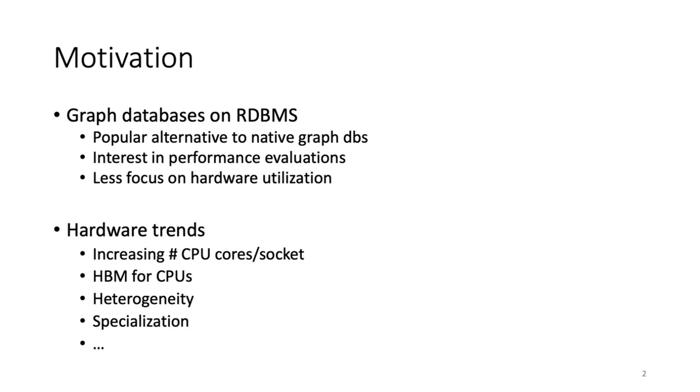Looking at the hardware landscape, the hardware has been evolving. Here are some of the trends. For the CPUs, the per socket core count has been going up. For example, today you can get AMD's Bergamo with 80 cores. And going ahead, I believe Intel Sierra Forest will have up to 144 cores. Some CPUs are also getting high bandwidth memories. For example, the Max CPU has high bandwidth memory. Cores are also becoming heterogeneous. You have different types of cores on a chip. There's interest in hardware specialization, for example, GPUs, FPGAs, and so on.